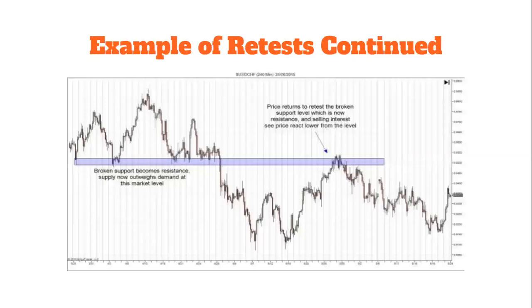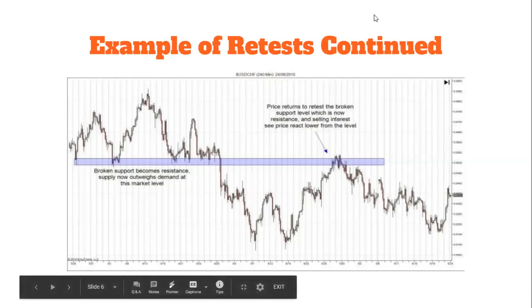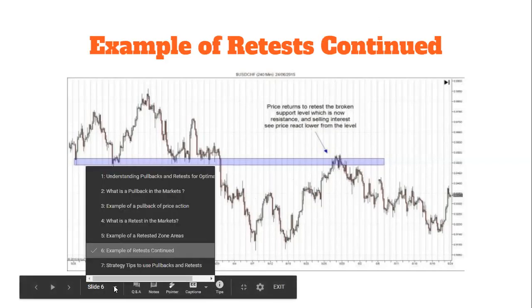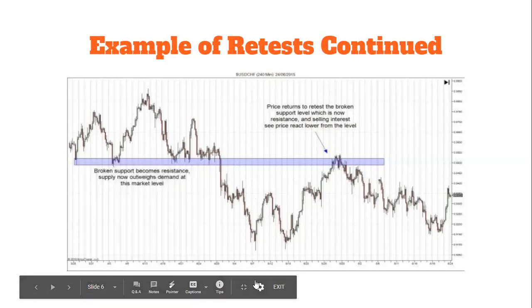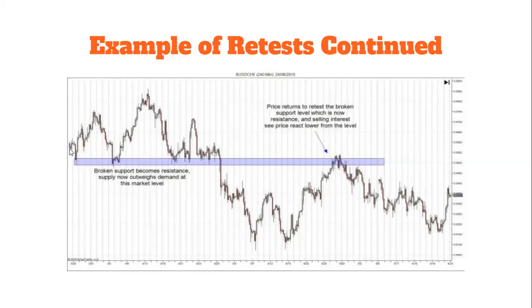All right, so here are some other examples of retests right here. And I know it's kind of small here. Let me see, can I pull this up? Don't know if I can. It won't let me really blow it up, but basically what you'll see is in these areas, we'll start over here from the left and work our way to the right.